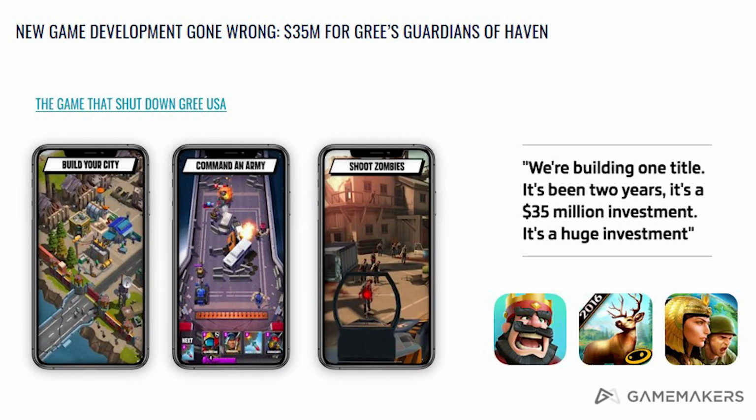And so this was a game called Guardians of Haven that was launched by Gree's US office. This is a game that was a city builder, a PvE Clash Royale, and an FPS shooter. The game was developed for $35 million and ultimately just completely failed. And the argument I would make here is: did Gree need to completely build this massive game before they realized whether this is a concept that would work or not?